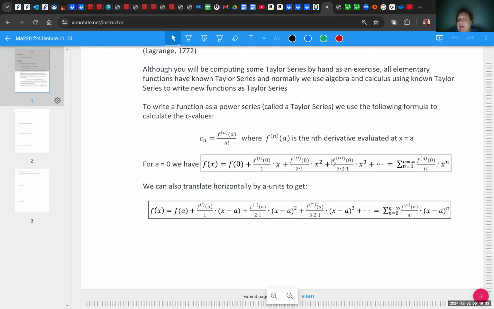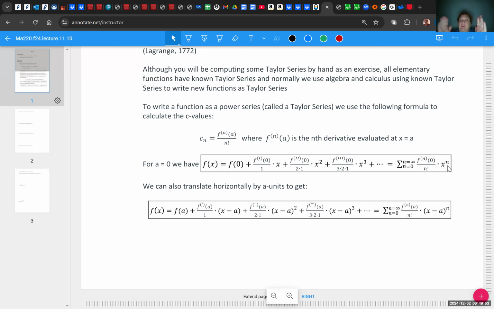And you might be able to see the pattern. The next one is the third derivative evaluated at 0 over 3 times 2 times 1. Then it'll be the fourth derivative evaluated at 0 over 4 times 3 times 2 times 1. And generally, it's written in closed form like this: the nth derivative evaluated at 0 over n factorial. And of course, it's times x to the n, because that's the x part of our polynomial.